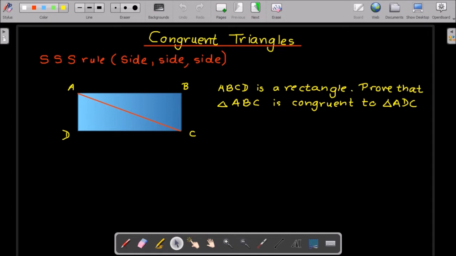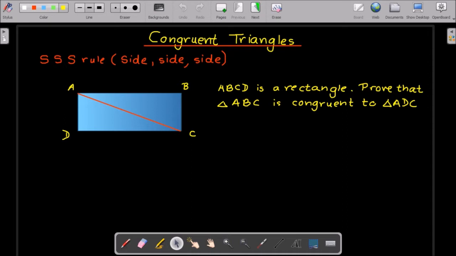So we're going to be looking at a few rules in this video, and there's going to be a question for each rule. Some rules have a stipulation with them, and some rules do not. So let's get started. The first rule we're going to use is by far the easiest rule to prove congruence. It has no stipulations whatsoever. You just have to prove that three sides in one triangle are equal to three sides in the other. This rule is called the SSS rule.